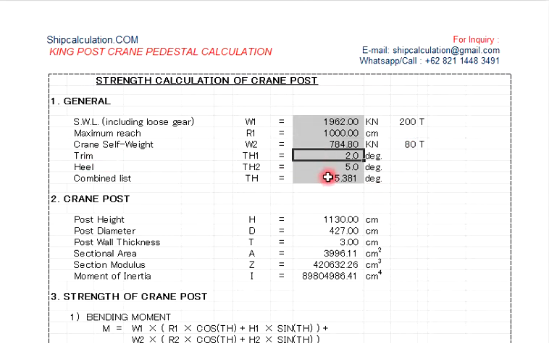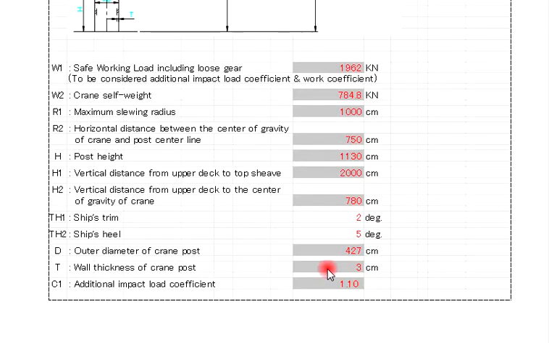So trim 2 degree, and then the heel is 5 degree. Combine, this is automatic from the 5.381. So the crane post, okay, the crane post is also the same. So this one is automatic from the above, so you don't need to change it also, because the post height and then post diameter, post wall thickness come from here.